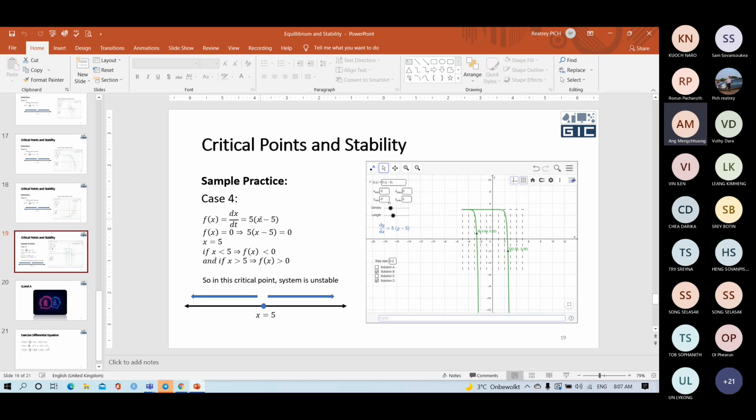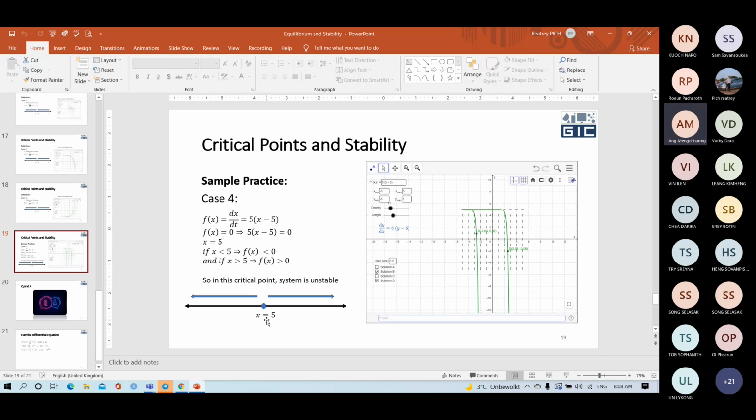Less than 0, so it's semi-stable, right? No, we cannot identify that it is semi-stable; we have to show all cases. So for x less than 5, our system is less than 0, which means negative. If it is negative, we can draw the left arrow.